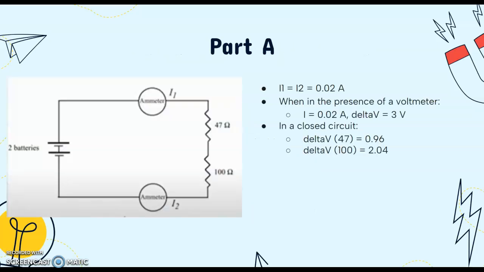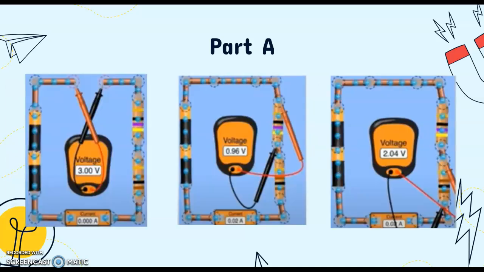Here is a representation of the circuit given to us that consists of two batteries, two emitters, which are both equal to 0.02 amps, and two resistors, one being 47 ohms and the other 100. When in the presence of a voltmeter, delta V equals 3 volts, and in a closed circuit, delta V of the 47 ohm resistor is equal to 0.96. For the 100 ohm resistor, delta V is equal to 2.04.